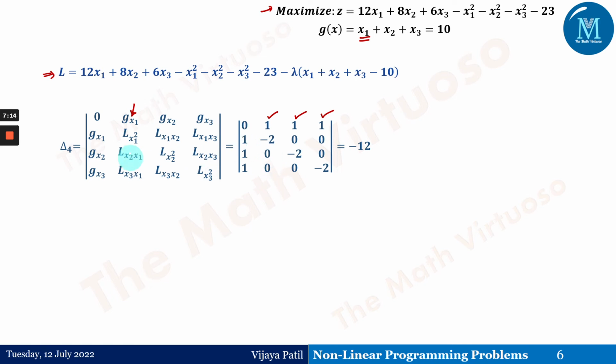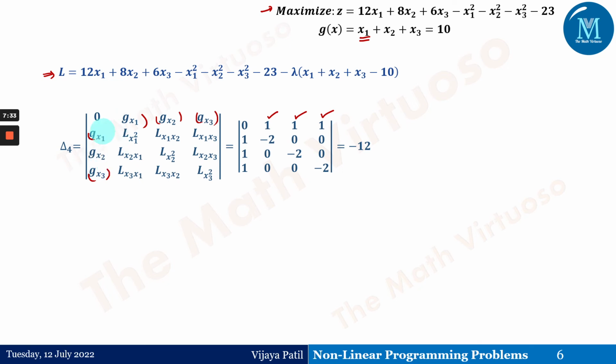If you observe here, g_x1, g_x2, g_x3 are the same over here. These values are the same as what we have in the first column and the first row. That is the reason for 0, 1, 1, 1 over here.